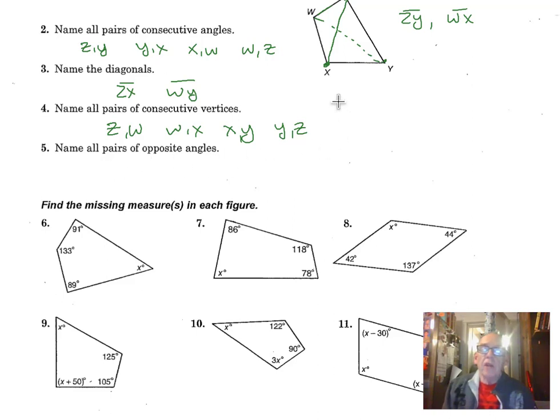Name all pairs of opposite angles. Opposite angles are the non-consecutive vertices. So we have Z matched up, skip one with an X, and Y is matched up if we skip one with W. So those are the opposite angles. And really there should all be like angle signs in front of all of these. Even up through here, consecutive angles, there should all be little angle signs.